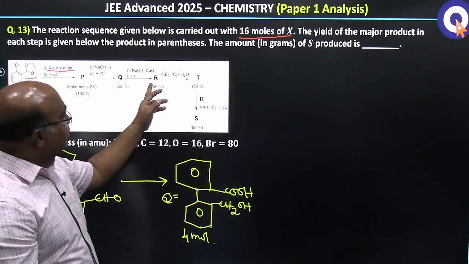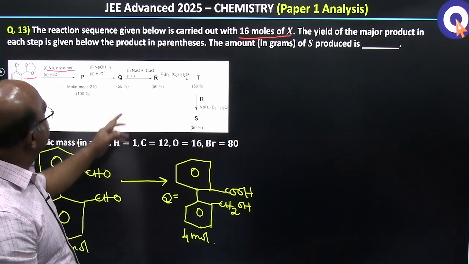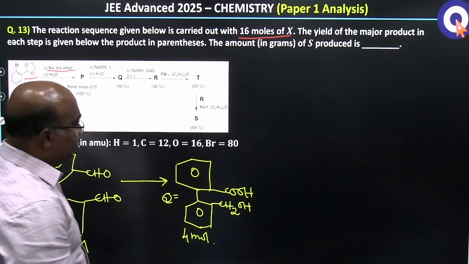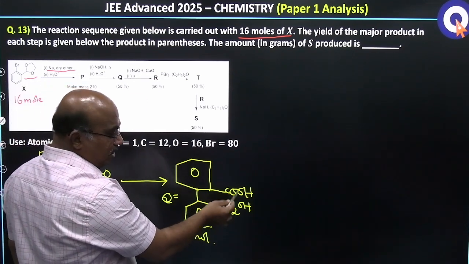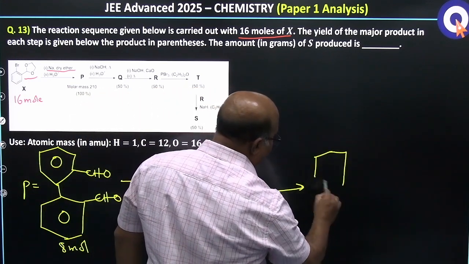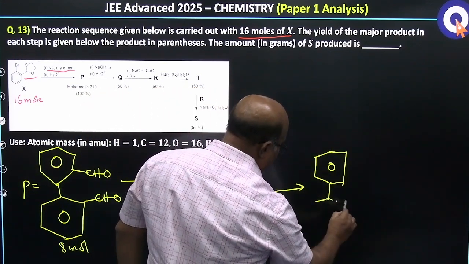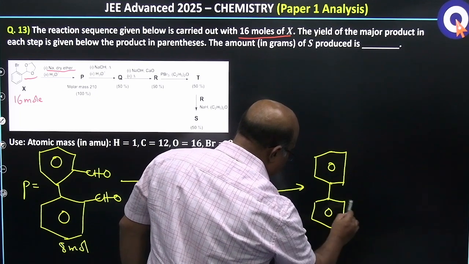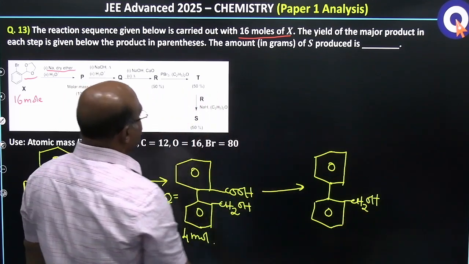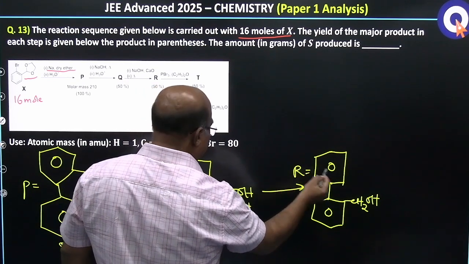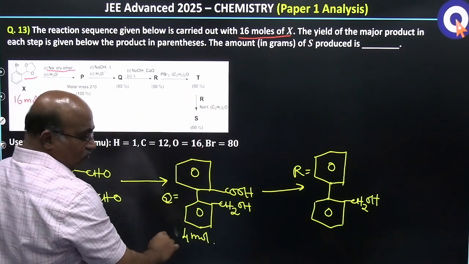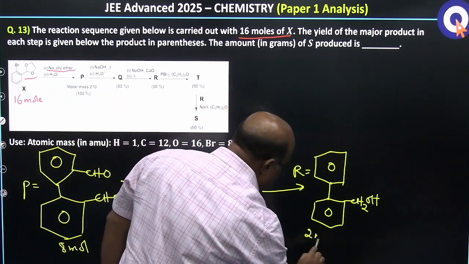Now next, the reaction with soda lime and heated. Soda lime heated does the decarboxylation process. So the direct reaction will convert it into benzene with an alcohol group. So this is our R. He said the yield of this process is also 50%. So 4 moles are there, you will get 2 moles.